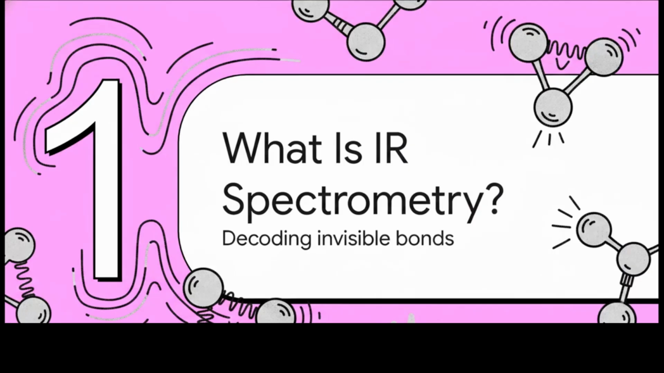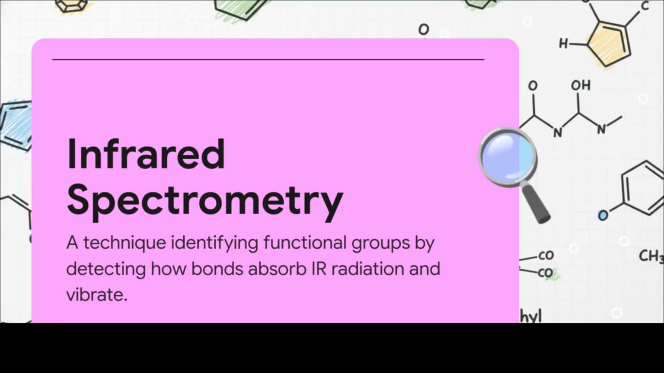All right, Section 1. What is infrared spectrometry? We're decoding the vibrations of invisible bonds. Let's get right into the basics of how this technique actually works. At its core, different bonds in molecules are constantly stretching and bending at very specific frequencies. It's kind of like they're dancing.